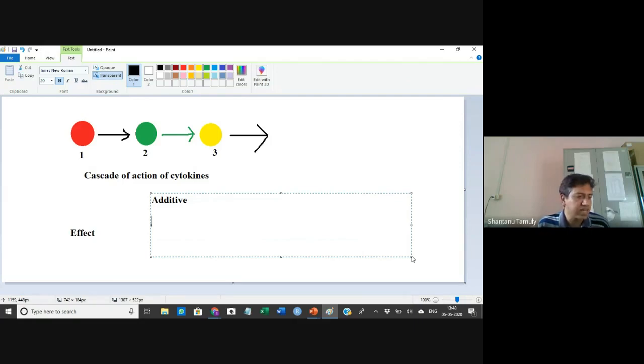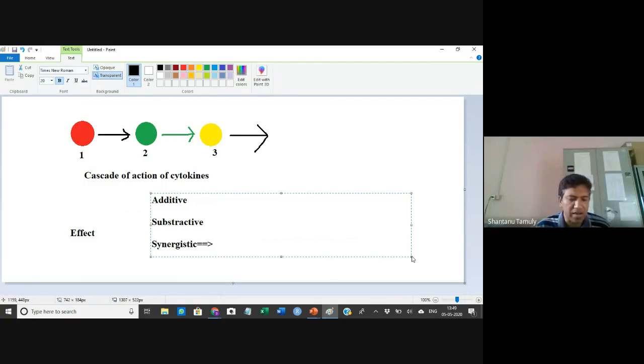Then the second is subtractive effect. That means one cytokine has done something, and this cytokine will do the reverse. So as a whole, the effect will be subtractive. Then the last one is synergistic effect. What is synergistic effect? It is a kind of additive effect. It is something like this.